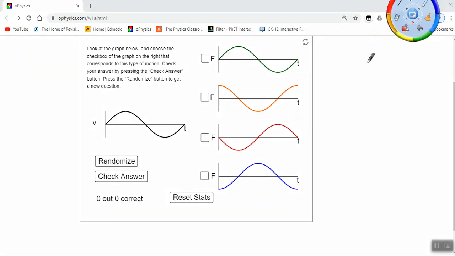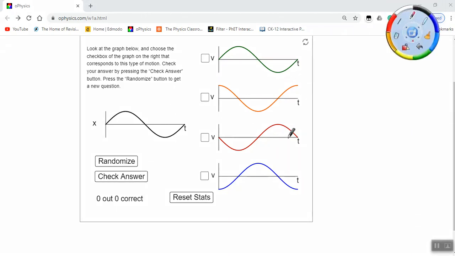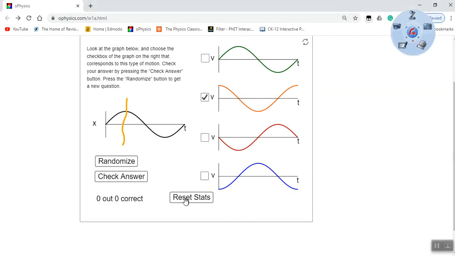So if we look at our first graph here, let's start with the displacement time graph, and we need to find its corresponding velocity time graph. The velocity time graph is always a quarter behind the displacement. So this velocity time graph would start there. This means that this is the correct graph.